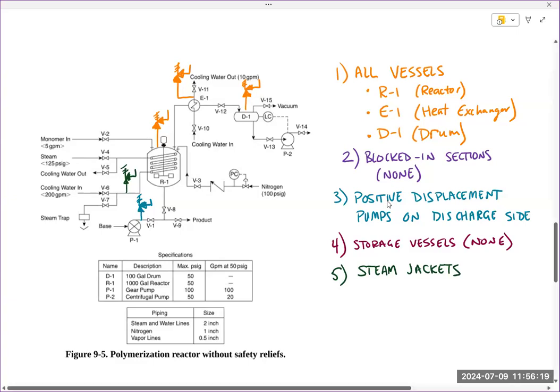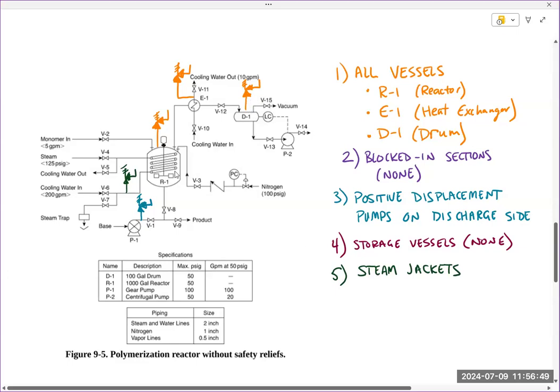Rule 3 is positive displacement pumps on the discharge side. So we've got P1 there. Looks like I missed or it got cut off, but I should also have one on P2 as well. Storage vessels, I don't have any. I guess you could argue that D1 is a drum, but it wasn't necessarily clear to me in the context of the story, or I didn't make it clear that this was a storage vessel. But if it were a storage vessel, I would also need a vacuum relief in addition to the pressure relief.